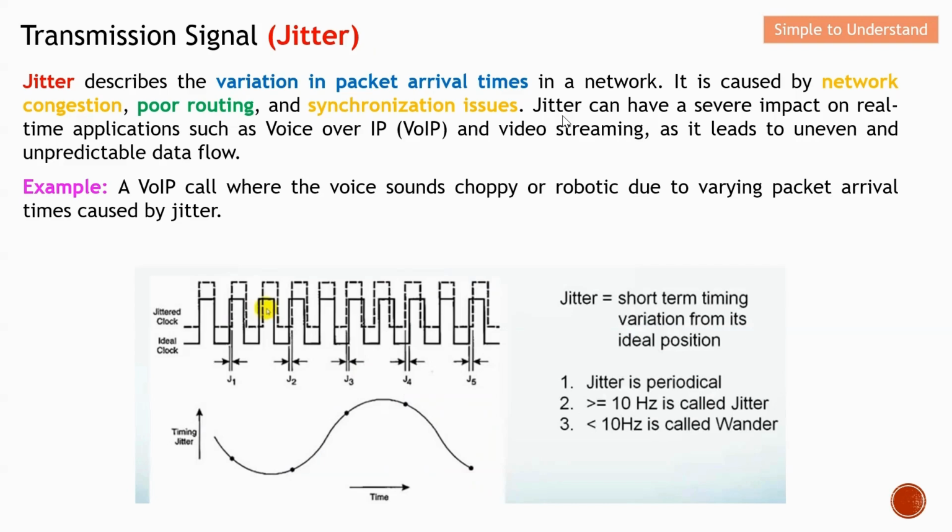Jitter can have a severe impact on live applications, for example voice over IP and video streaming. One simple example is a voice over IP call. The voice becomes very choppy and sounds like a robot talking, due to the varying packet arrival time caused by the jitter effect.